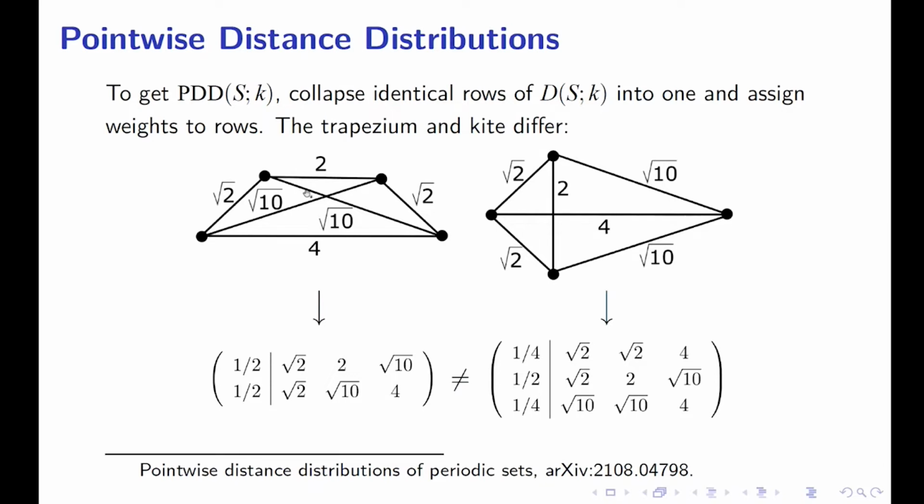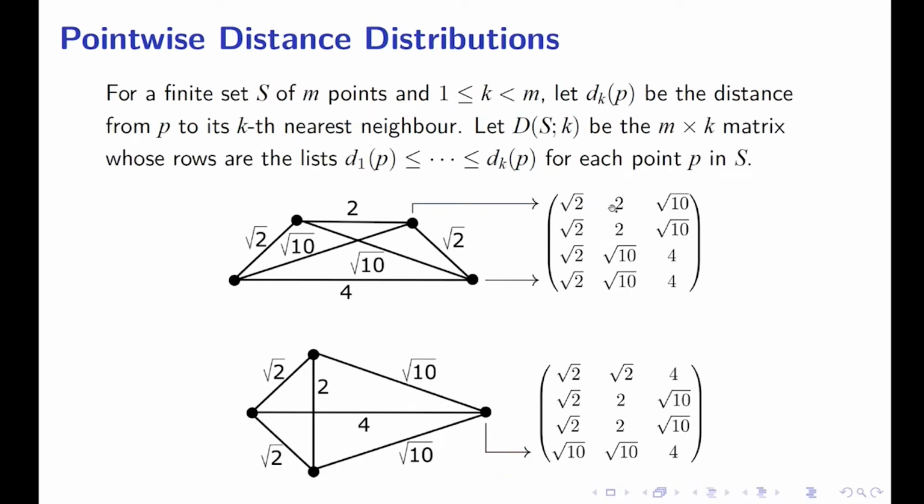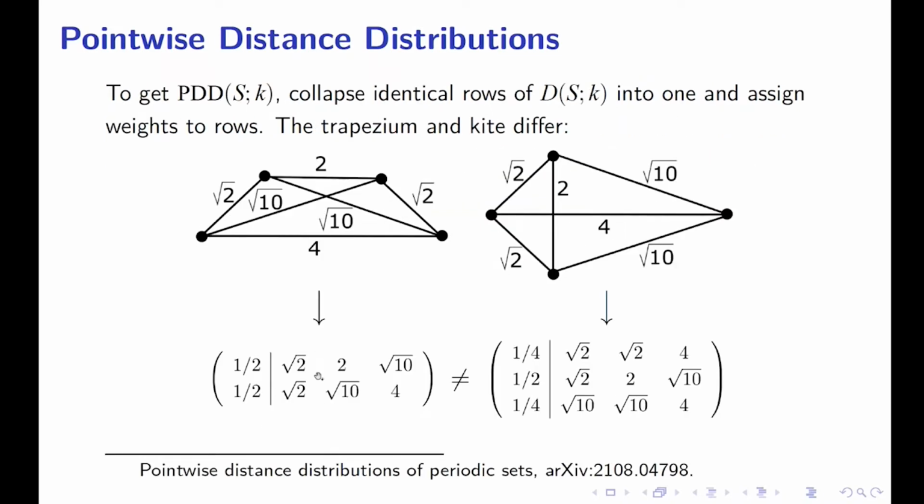So here, for this trapezium, if we look back at what we got, 2 sets of pairs of identical rows. So they ended up as just 2 rows, each with a weight 1/2, as opposed to this kite shape, where we had 1 pair of rows which was identical, but the other 2 were unique. So they didn't get collapsed into each other, and we have these weights. And we end up with 2 unequal matrices. These are the pointwise distance distributions of the sets. And these are isometry invariants, which are continuous.